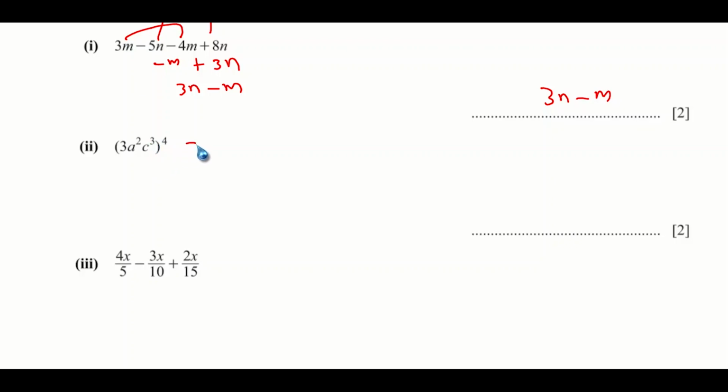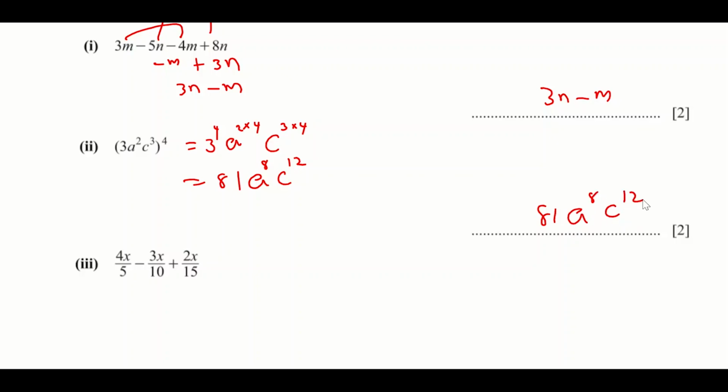This is the same as 3 to the power of 4, a to the power of 2 times 4, then c to the power of 3 times 4. So this will give you 81, that is 3 to the power of 4, then a to the power of 8, then c to the power of 12. So I have 81, a to the power of 8, then c to the power of 12.